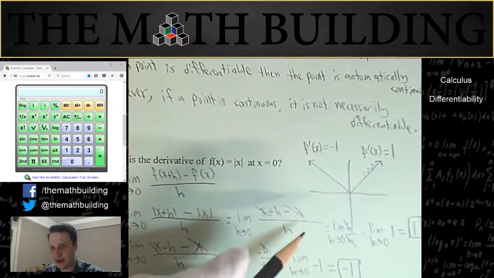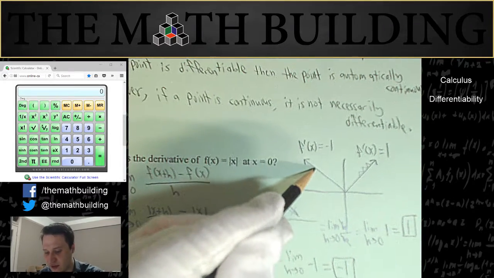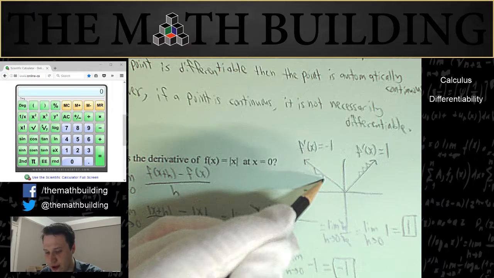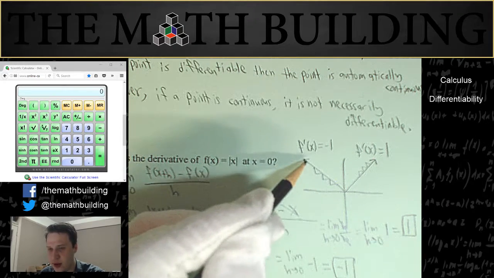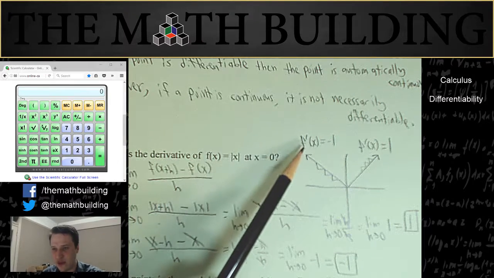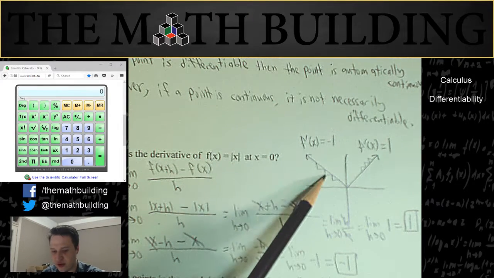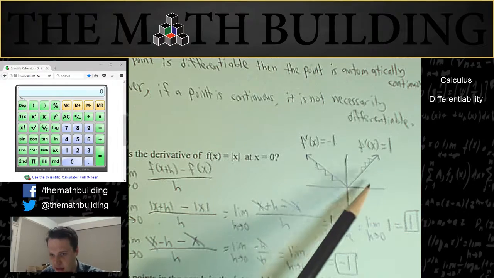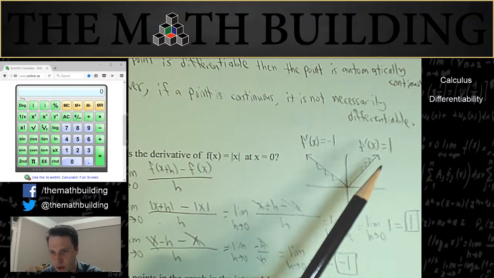And again, that should make sense to you because on this side of the absolute value, we go down 1 over 1, down 1 over 1, down 1 over 1. So the slope is negative 1 everywhere. So we have the slope being negative 1, negative 1, negative 1, and then it instantly changes into 1, 1, 1, 1, 1.